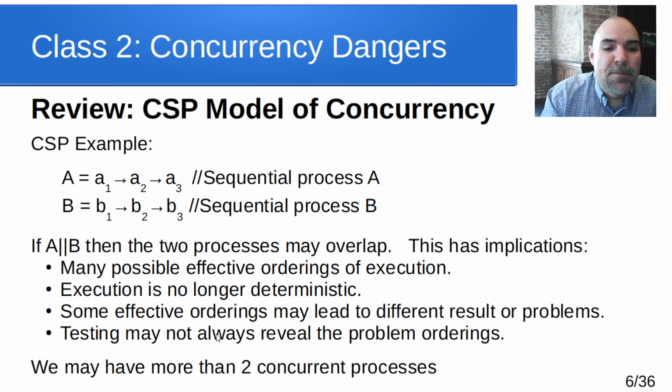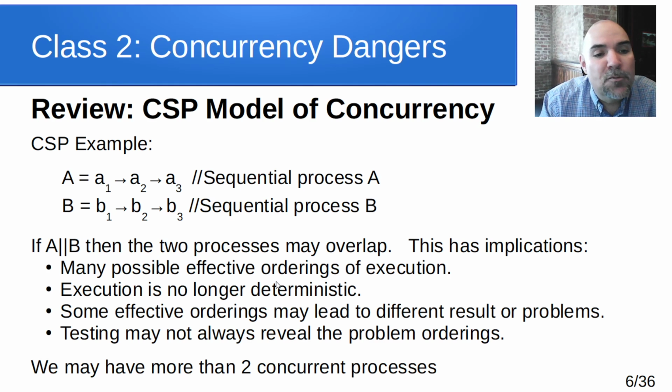And to finish up that review, if these two sequential processes are concurrent and allowed to overlap, that has some implications. That means there are a whole bunch of possible effective orderings that could be exhibited. And that also means that execution is no longer deterministic. In other words, A concurrent B, what's the first thing to happen? Well, it might be A1, it might be B1. We don't really know which one. It could be one or the other.